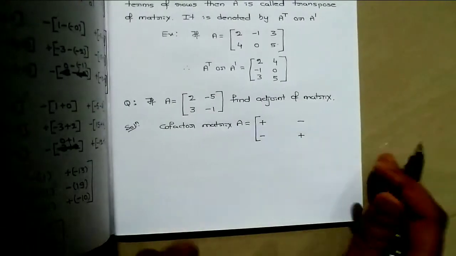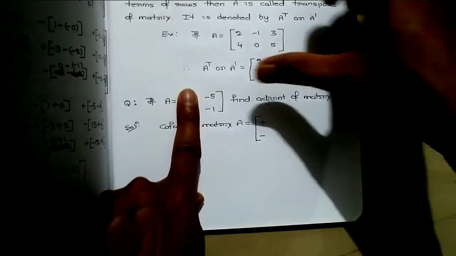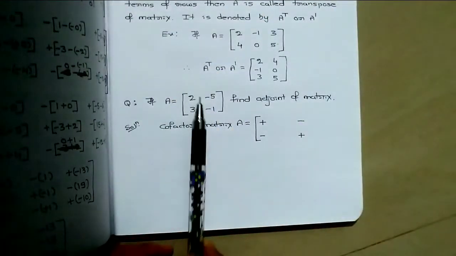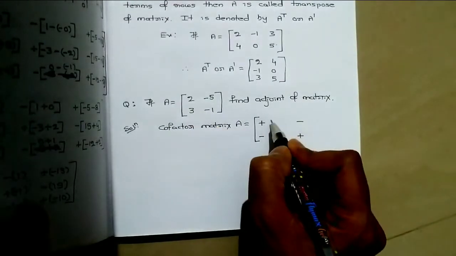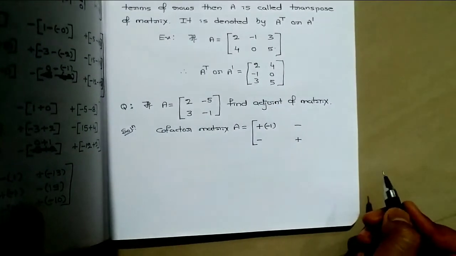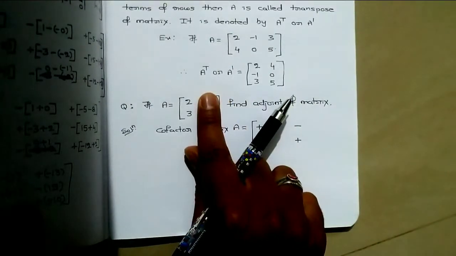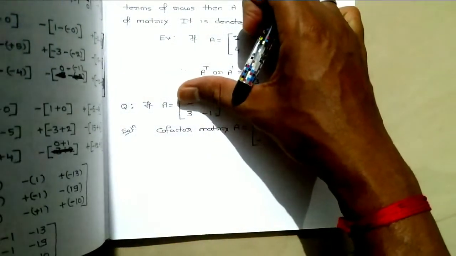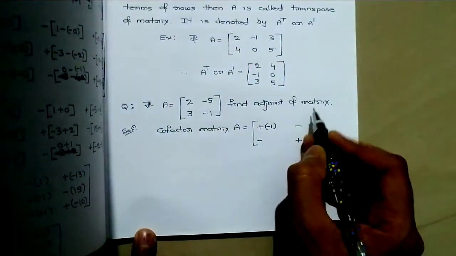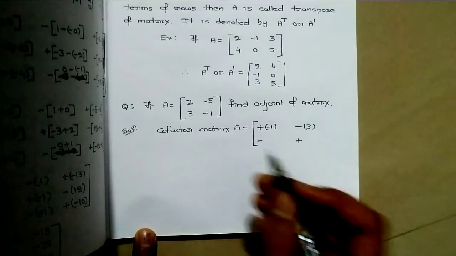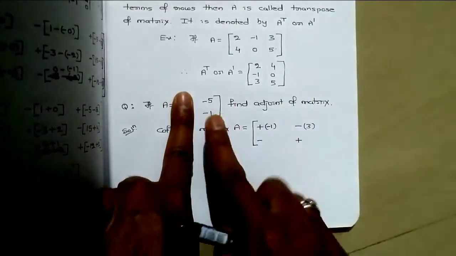Next, we take the first element. What is the first element? 2. When you take 2, you need to delete that particular column and that particular row. If I delete that column and that row, the remaining element is minus 1. So in place of 2, you write minus 1 in brackets. Next, the second element is minus 5. Whenever you take minus 5, delete that particular column and that particular row. The remaining element is 3, so in place of minus 5, you write 3. Next, the third element is 3. Whenever you take 3, delete that particular column and that particular row.